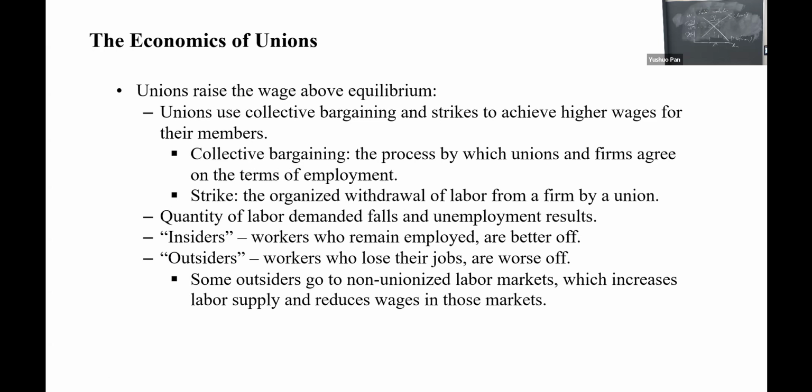Again, when the wage is higher than the equilibrium wage, unemployment happens. And the union is not short run, right? The union will last forever. That's a long run policy. So the wage will always be higher than the equilibrium. If the union is there, then the wage will always be higher than the equilibrium, which means unemployment will always happen. When the unemployment is long term, that unemployment belongs to structural unemployment. Insiders, workers who remain employed, are better off, and outsiders, workers who lost their jobs, are worse off.